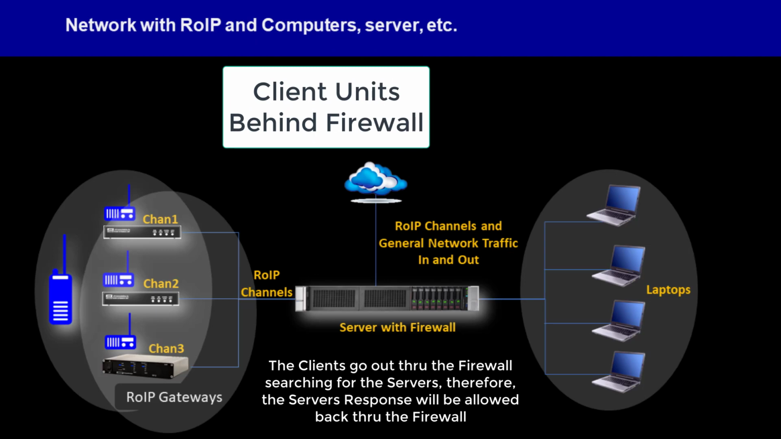If a client unit is behind the firewall, then nothing needs to be configured on the firewall. Most firewalls will allow traffic back through them that is related to a connection that was initiated by a device on its network.